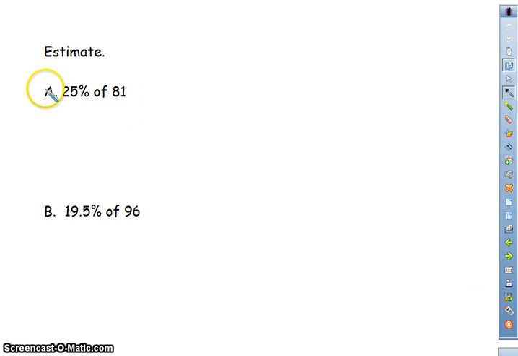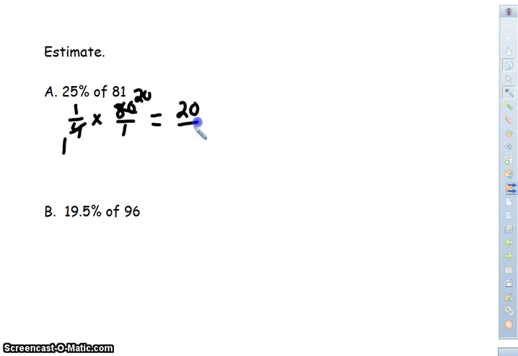Estimate, we like to round these to compatible numbers. 25%, usually that's a pretty good number to leave. You can round these to fractions, which is probably the easiest way of doing this. So 1/4 of, and we're going to make this 80, so 80 over 1. These now can be cross-reduced. 4 divided by 4 is 1, and 80 divided by 4 is 20. So you get 20 over 1, which equals 20.